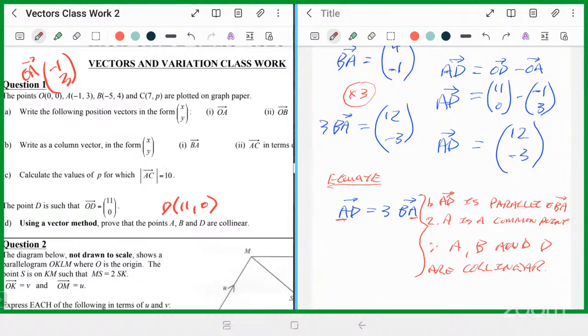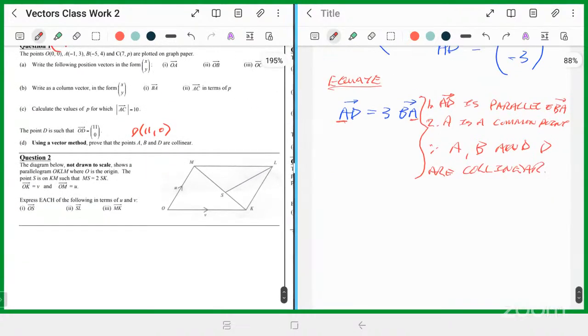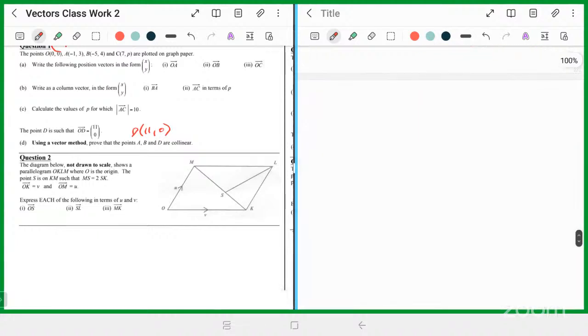All right. Let's go on to the next one now, number 2, which is a popular kind of question that they like to set. They like to set these kind of parallelogram questions in CSEC. So it makes sense for you to get comfortable doing this kind of question. It's almost like they're always asking the same thing.